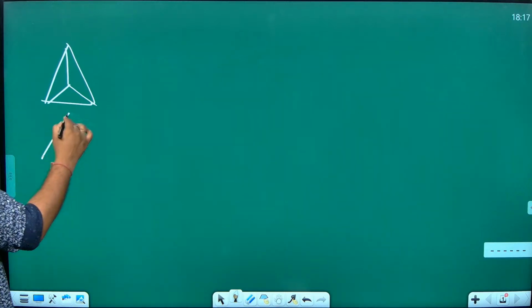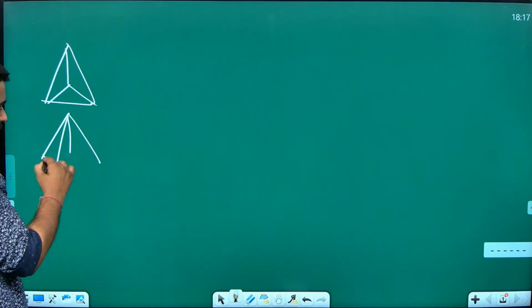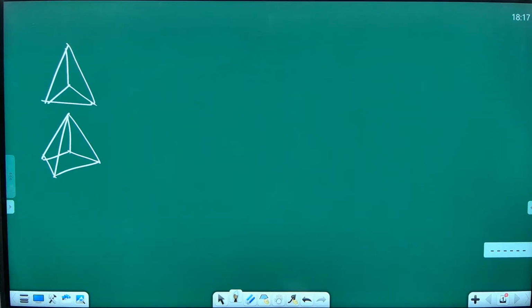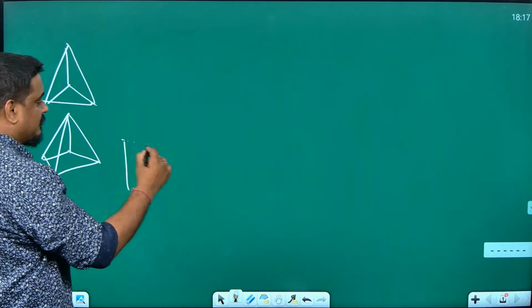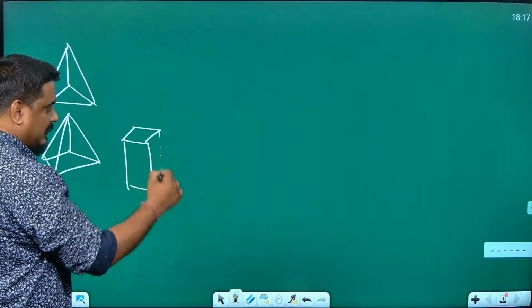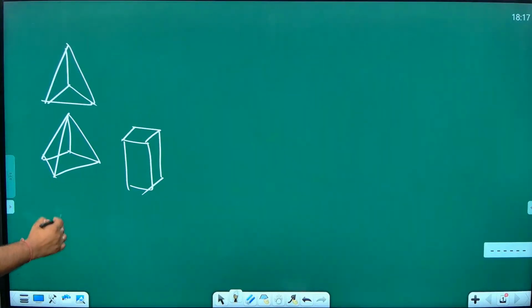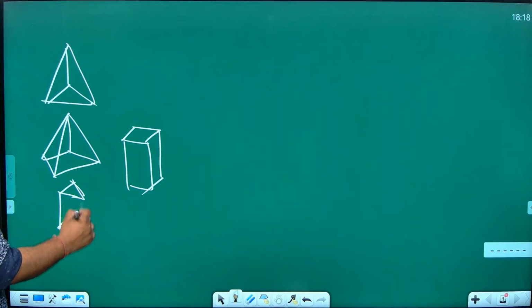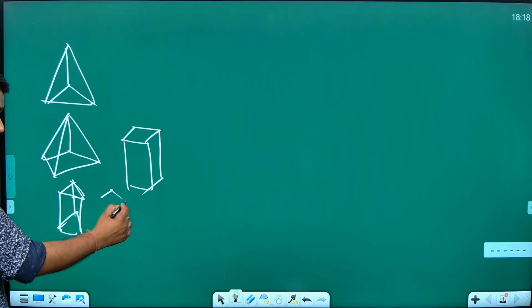This is not at all a prism. This is also pyramid. This is a prism, isn't it? This is a prism. Or even this is a prism.